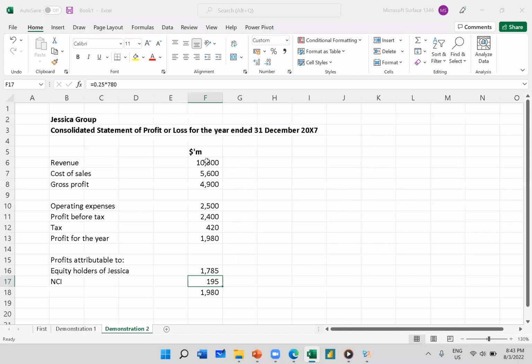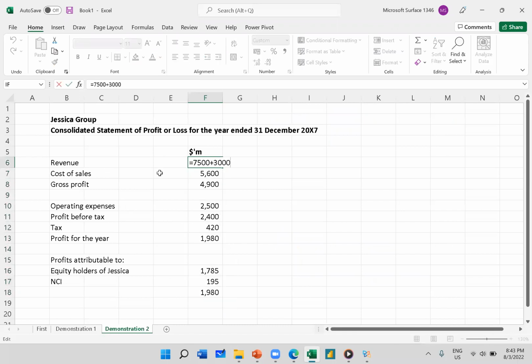Okay, then let me go to the answer again. Because I'm using Excel here, when I change here, every other thing will be changing as well. So this one, revenue again, -5. Why -5? Because this is already in million. I get the answer. What about cost of sales? Also -5. That's it.